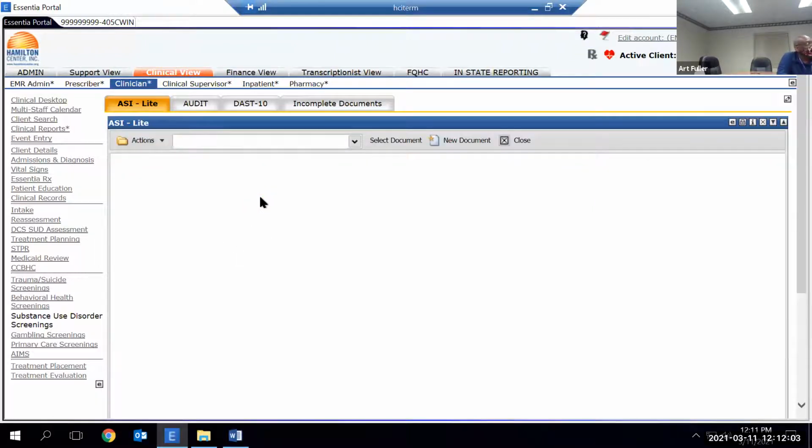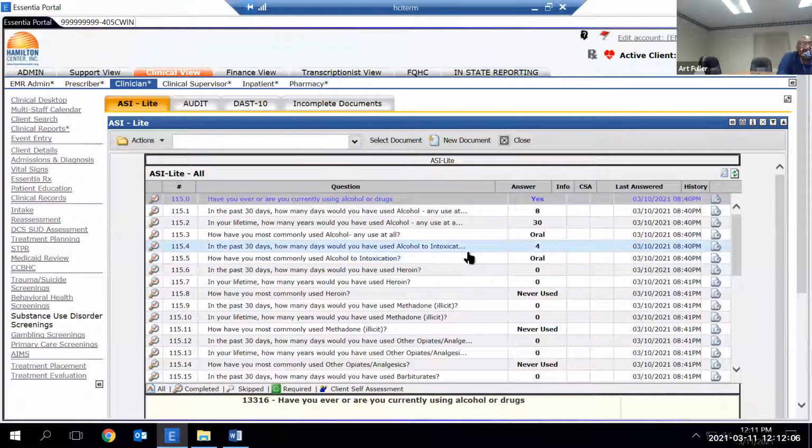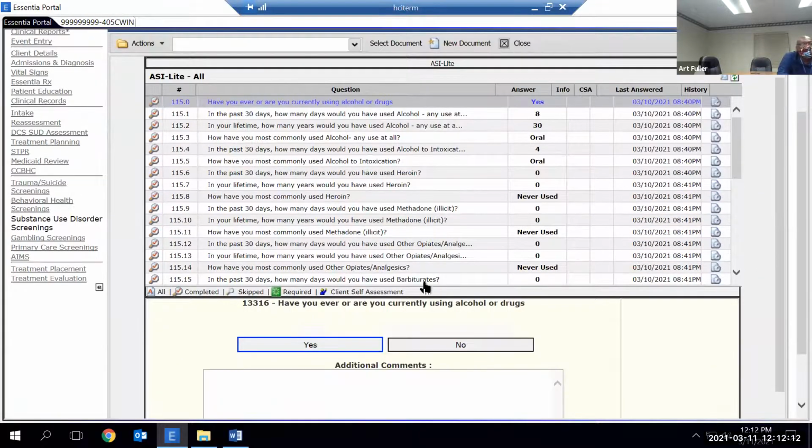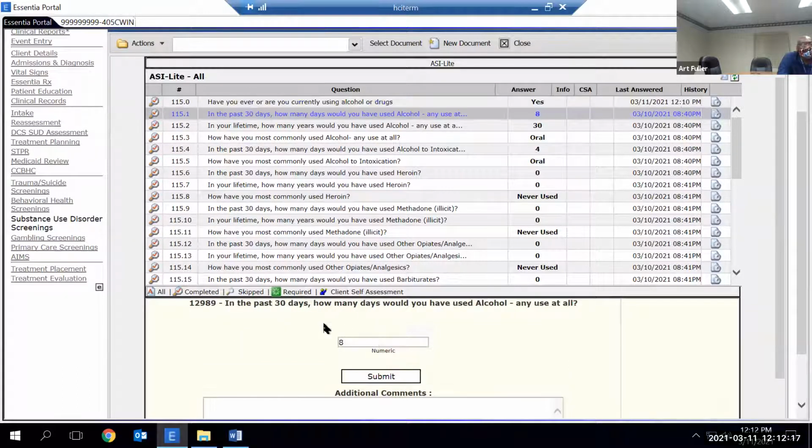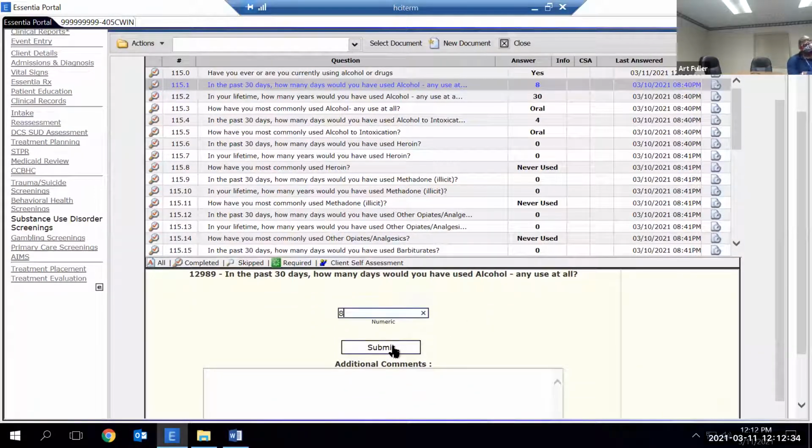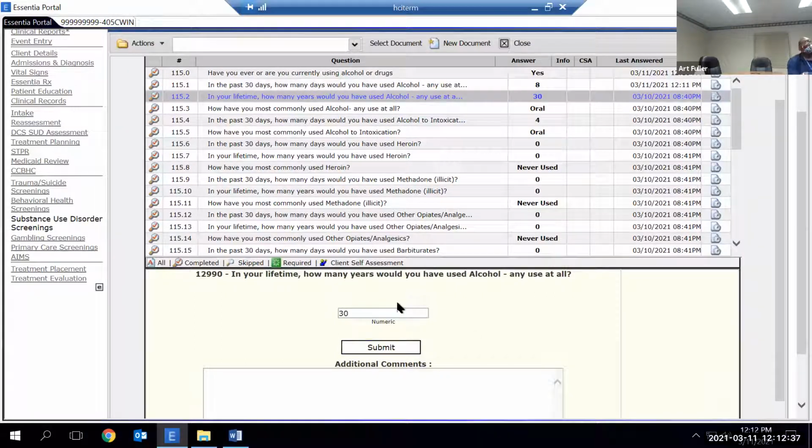I want to get more information on his substance use because he seemed to be very closed lip about that. So I'm going to ask him these questions. Have you ever or are you currently using alcohol or drugs? He is. And then I'm going to ask, okay, and it goes substance by substance. So it's a more direct way on how we can get this information from some of our consumers. In the past 30 days, how many days have you used alcohol, if any? He says 8. In your lifetime, how many years would you have used alcohol? He's 45. He started drinking at 15, so 30 years.